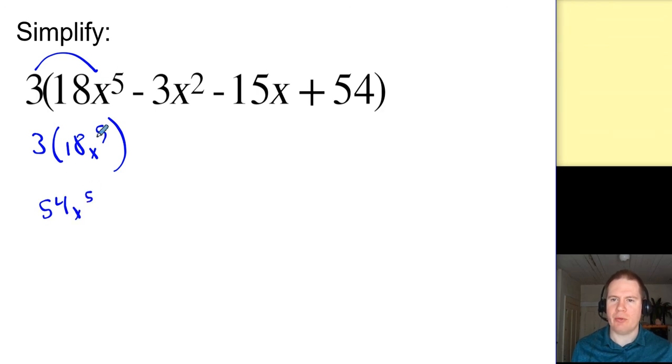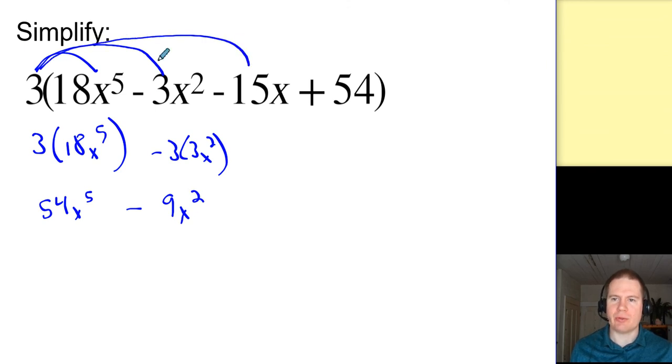times x to the 5th. Then 3 times 3 is 9. I guess I can write it. I can recognize this is 3. That's a negative 3, so it's going to be negative. And then 3 times 15. 3 times 15 is 45. So that's 45. And then positive times a negative is negative.